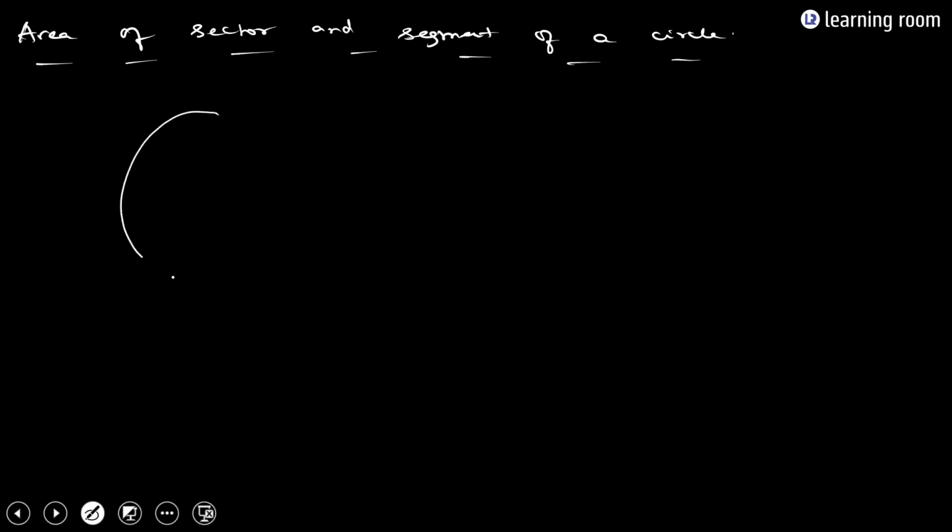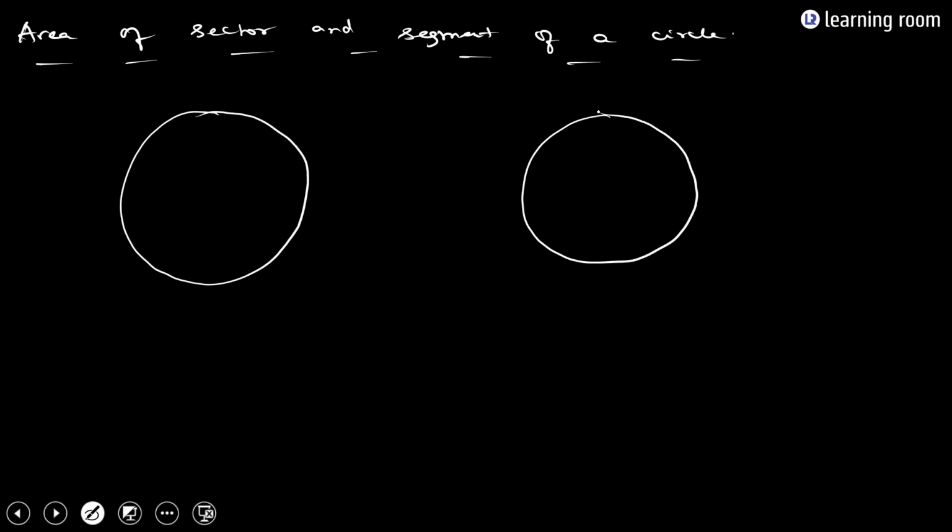So if I take a circle, right? I'm just taking two circles. And for one of the circles, I'm drawing a chord like this. You know what is a chord? So what is a chord? A chord is basically a line segment which is drawn internal to the circle.